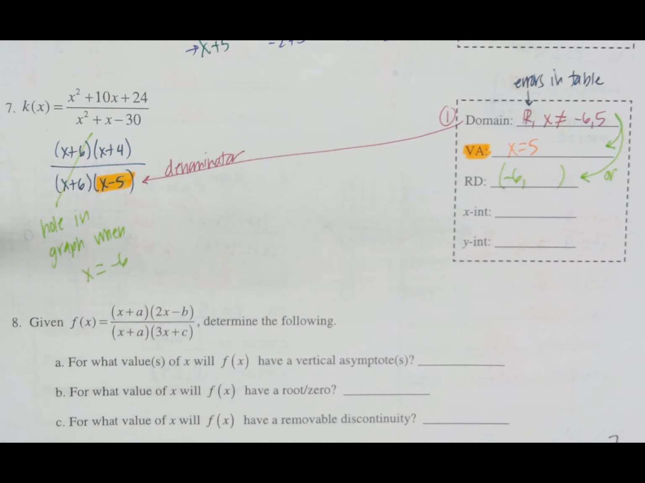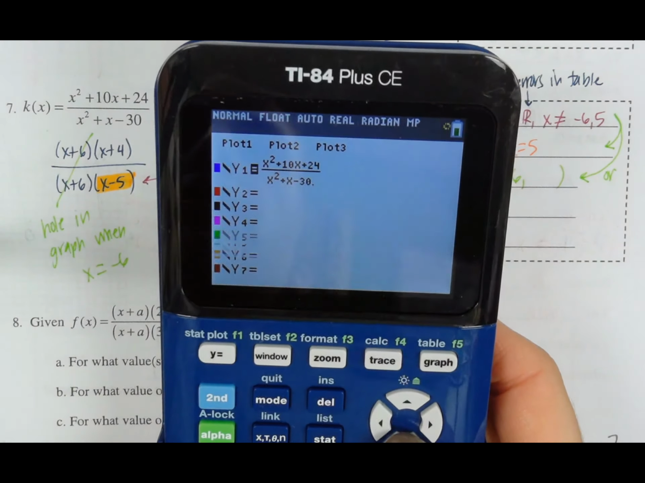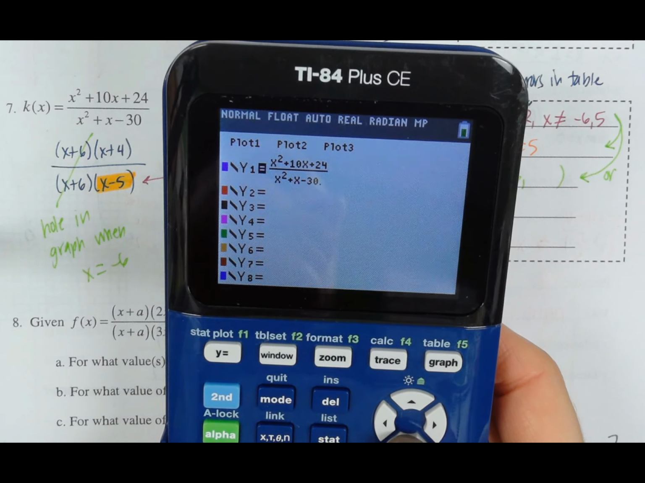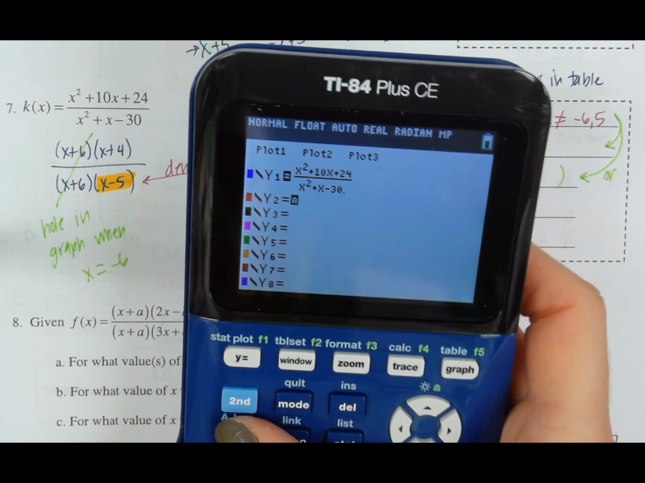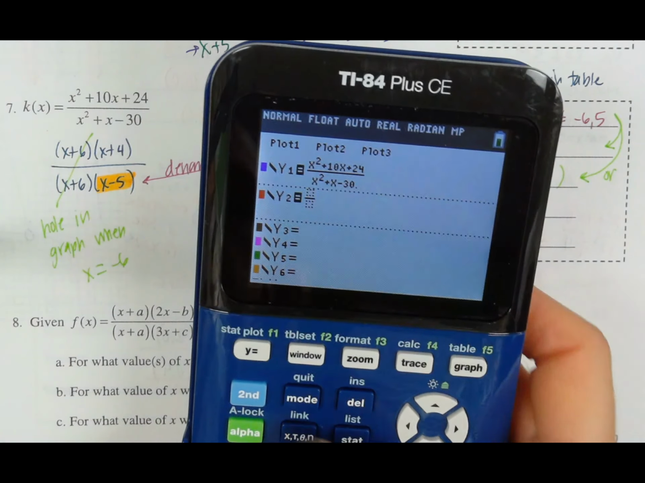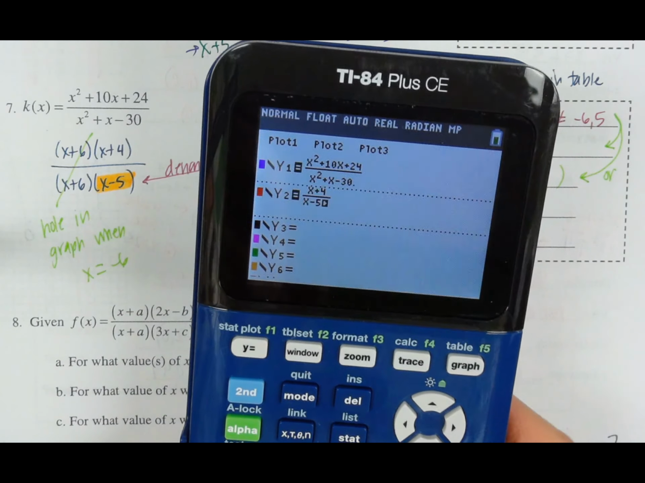To do the second part of the removable discontinuity, I'm going to remind you how to do this in your calculator first, and then I'll show you how you can do it by hand too. If you want to use your calculator, which honestly I think is the fastest way, keep the original in y1. And then in y2, put what's left over. So that x plus 4 and x minus 5.